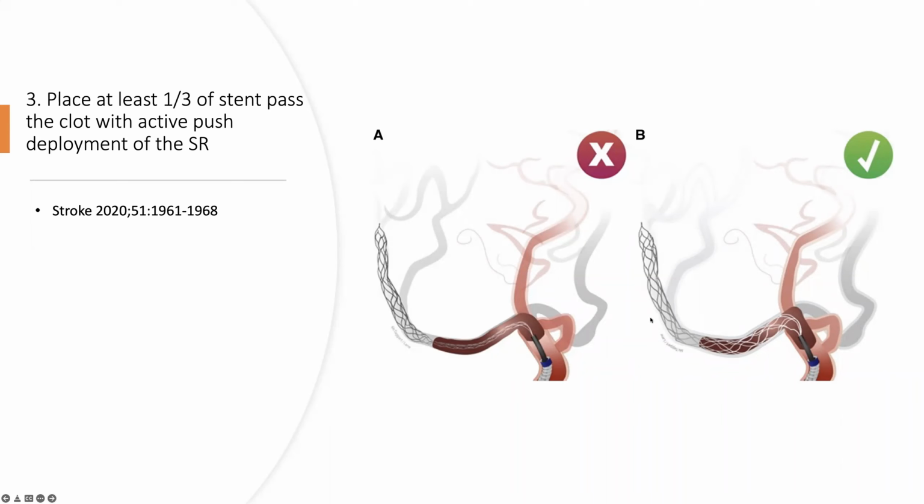You want to put a little bit out, and then you want to push it out, and you'll get really good incorporation of the stent retriever with the thrombus. So you want to have it look like this. So you want to have it get incorporated. We'll usually let it sit there for about 4 to 5 minutes to try and get it incorporated.